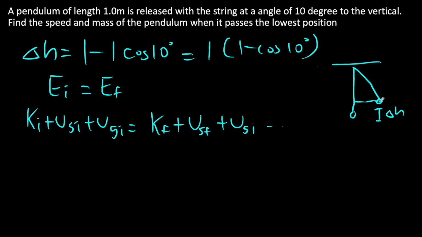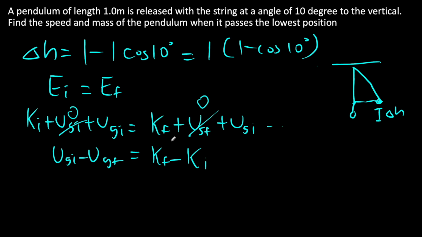So initially, let's say this is the initial energy here. So here, we know it does not have spring energy at all. So final spring potential energy is equal to initial spring potential energy is equal to 0 joule. And for here, here is delta H, and here is Kf and Ki. So what I'm going to do is this: Ugi minus Ugf is equal to Kf minus Ki, right? So delta Ug is equal to delta K, right? And we know K initial.